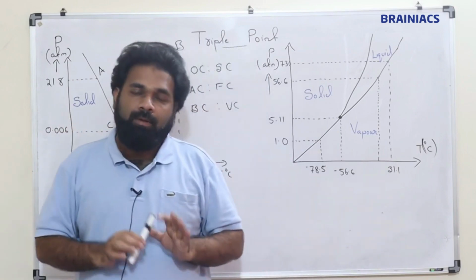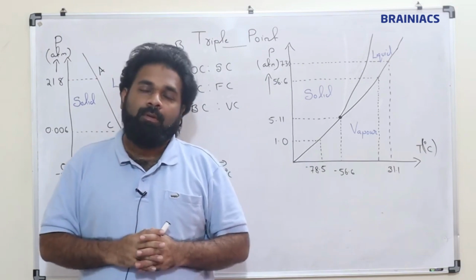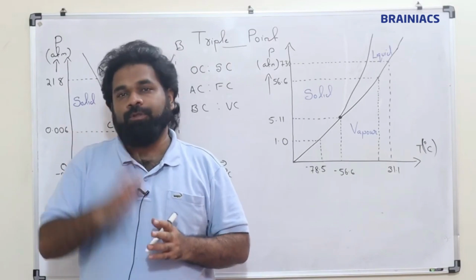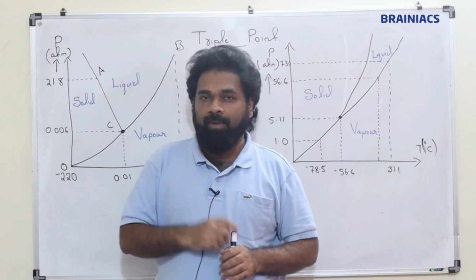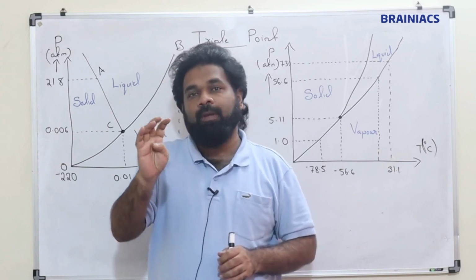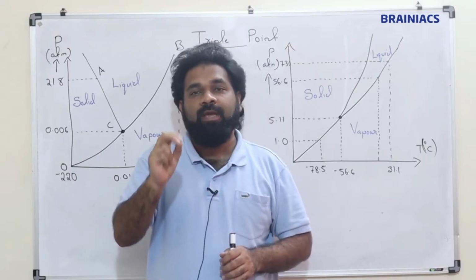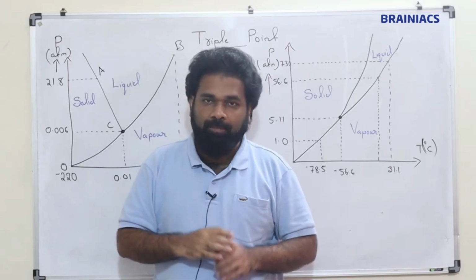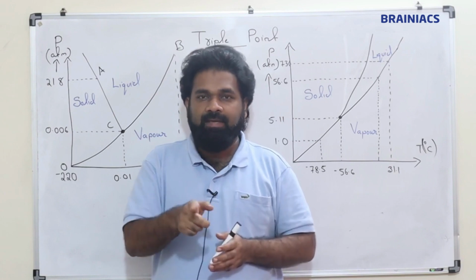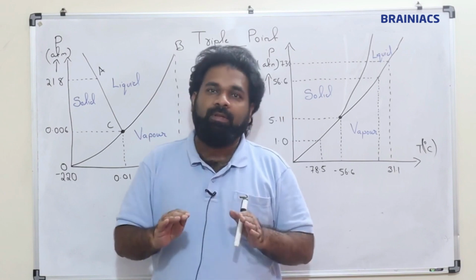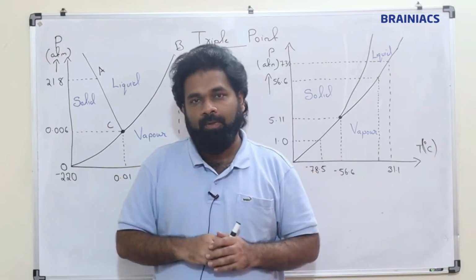Before that, let me tell you, triple point is a point of temperature and pressure, or we can say the values of temperature and pressure, where the solid form, liquid form and gaseous form, all three forms exist together. Suppose we consider a mix of ice and water. Along with that, if the gaseous form is also there, then ice, water, and gas will all be there.